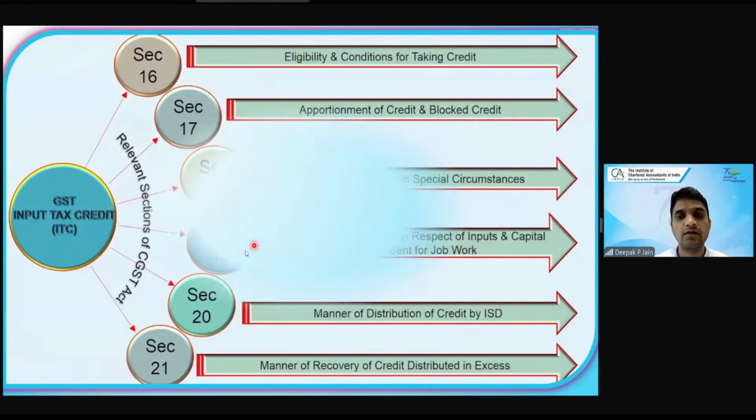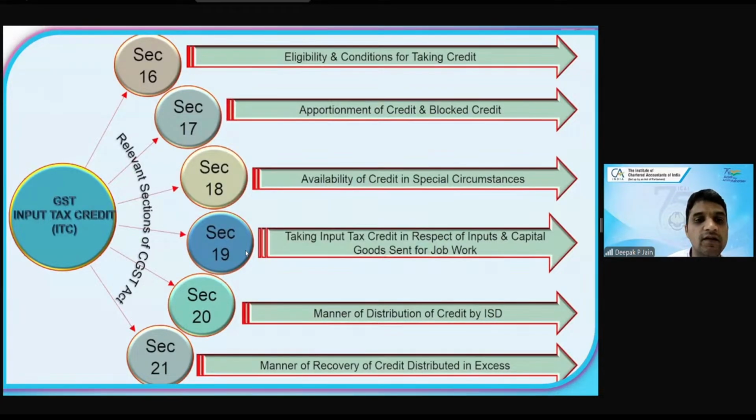So what is the ITC whole chapter? It is divided into these six sections. The relevant ones are only four. Section 16 talks about the eligibility and conditions for claiming the credit. Then section 17 covers what we have discussed now, the apportionment of credit and block credit. Then availability of credit in special circumstances is discussed in section 18.